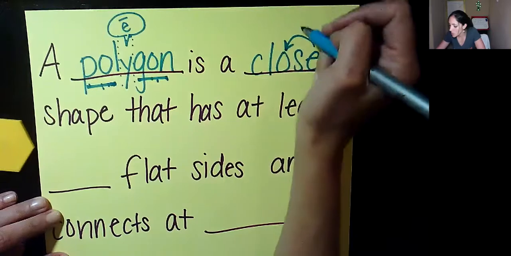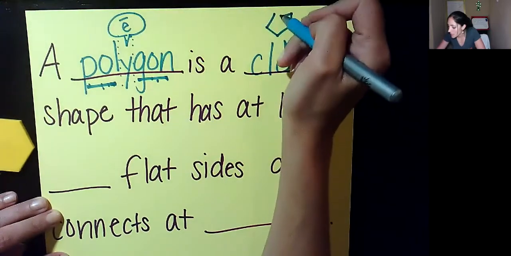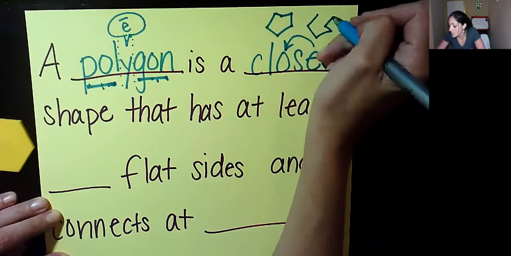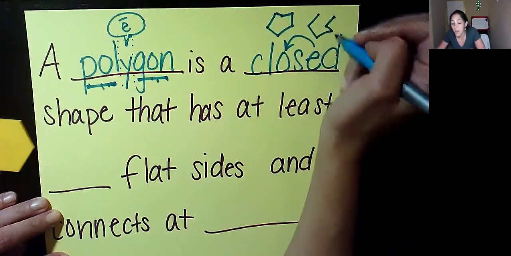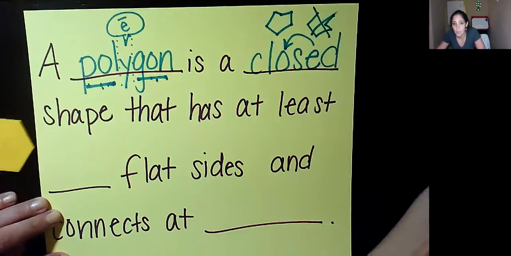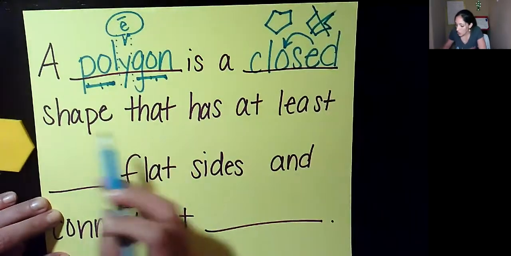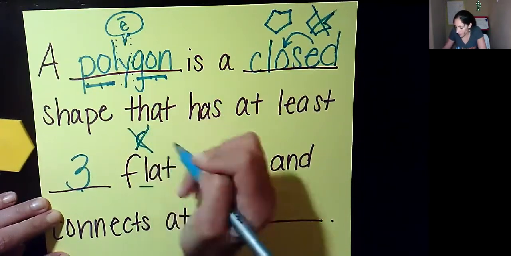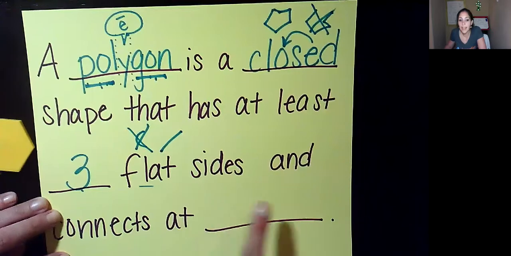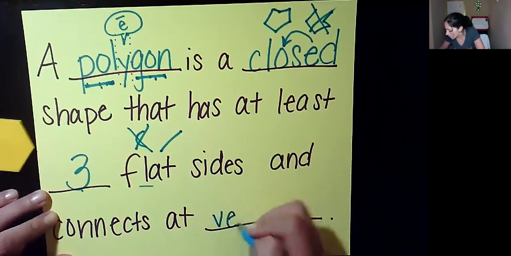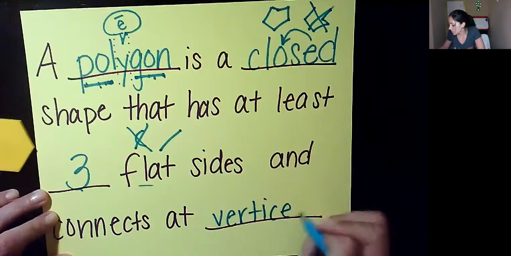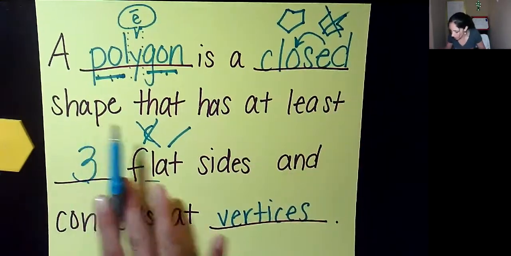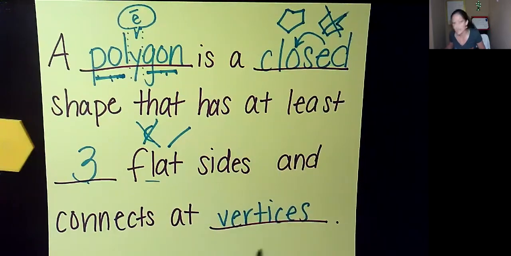A closed shape, which means it has to be connected all the way around. The sides have to be connected with the vertices. A shape that is open, looks like that, is not a polygon. That is a weirdo shape, and it does not belong here. So it has to be a closed shape that has at least 3 flat, not curved, straight sides and connects at corners, or what's our 3rd grade word? Vertices. A polygon is a closed shape that has at least 3 flat sides and connects at vertices.